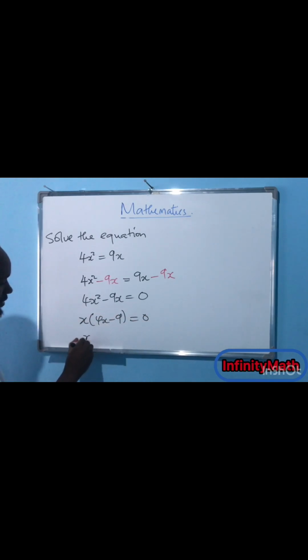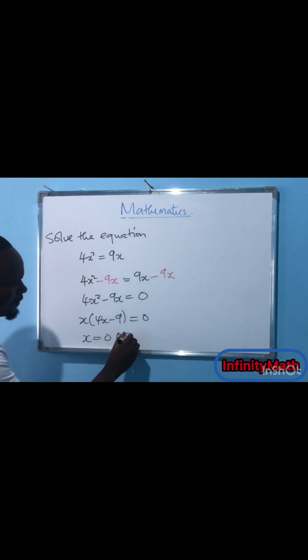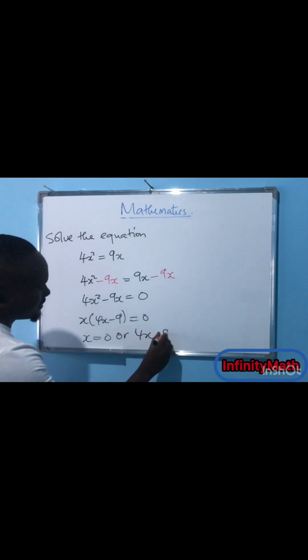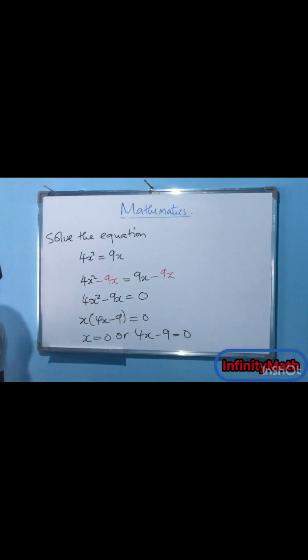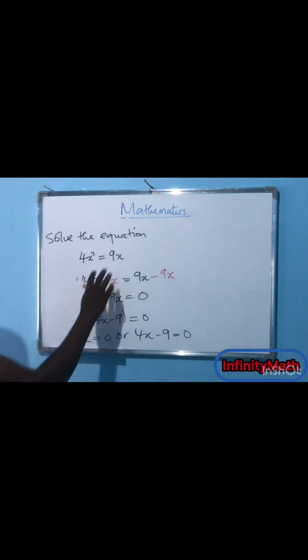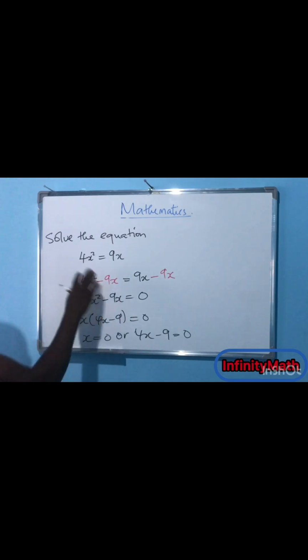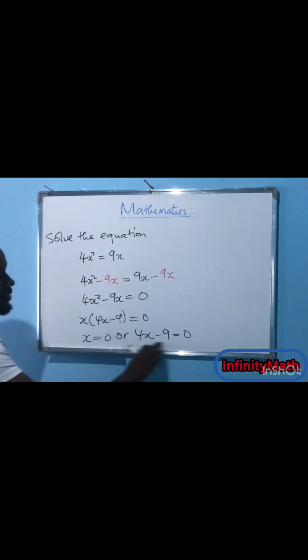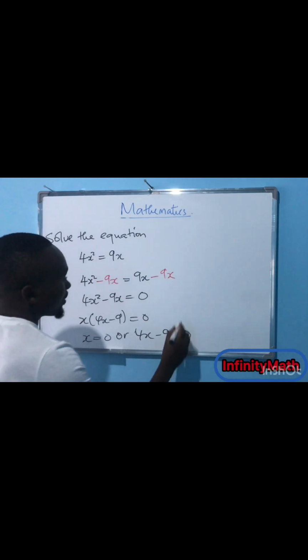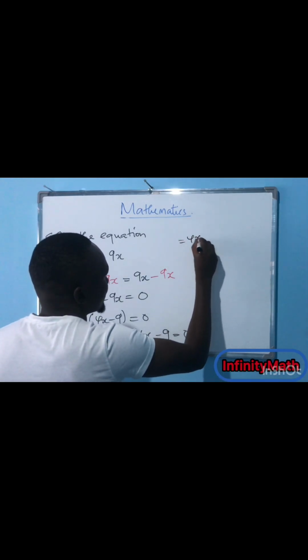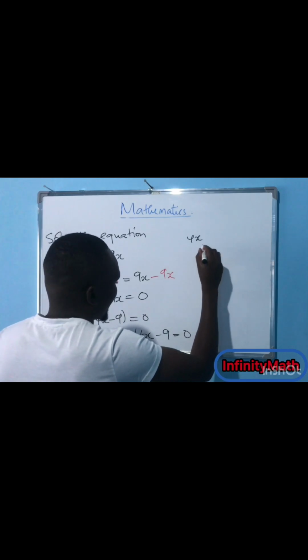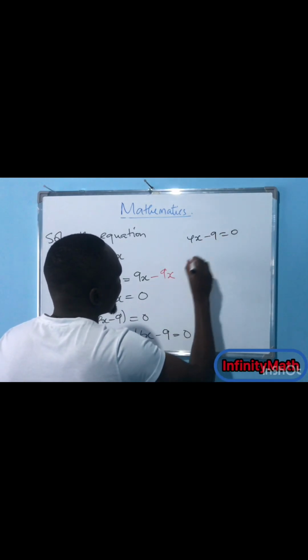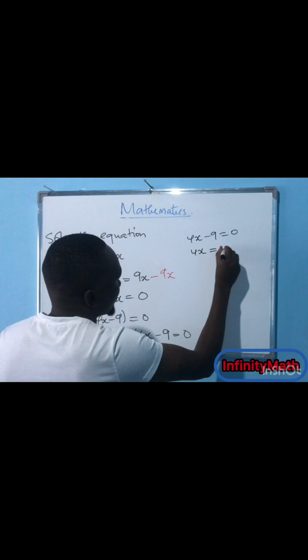From there you can say x should equal 0, or 4x minus 9 should equal 0. That way it becomes easy. Here we already know one value for x that will give us this setup: if x equals 0, then that is going to suffice. Then the other part is this side. We're going to say 4x minus 9 should equal 0, meaning 4x should equal 9.